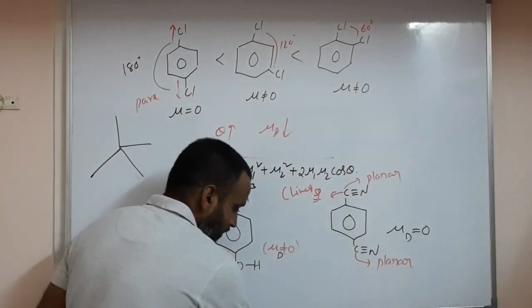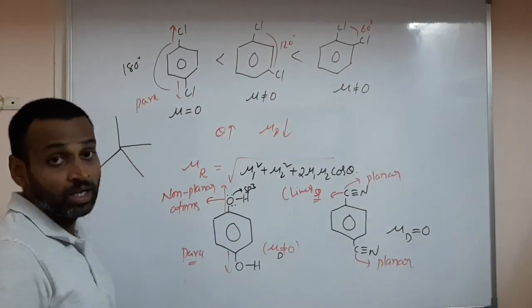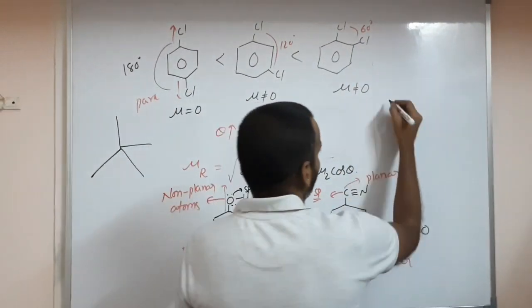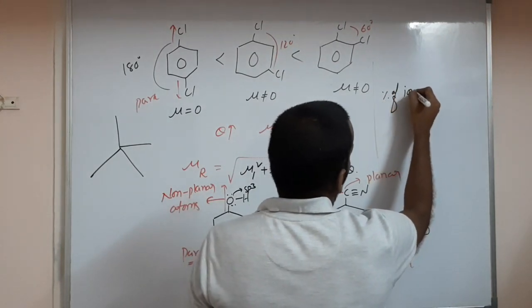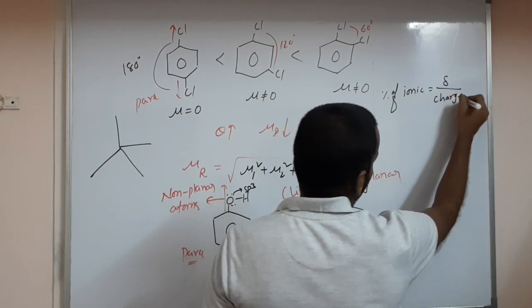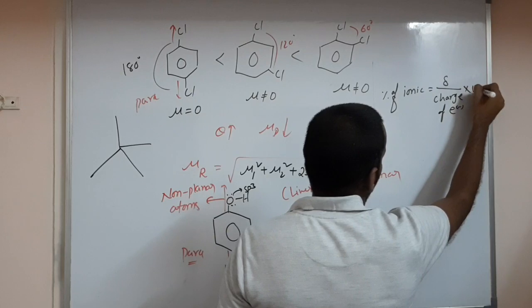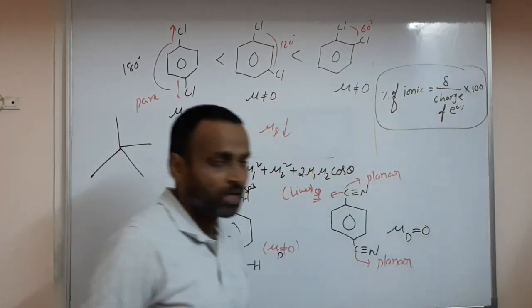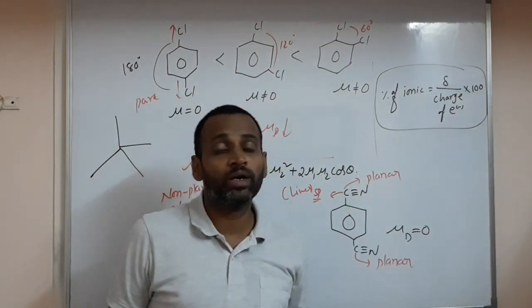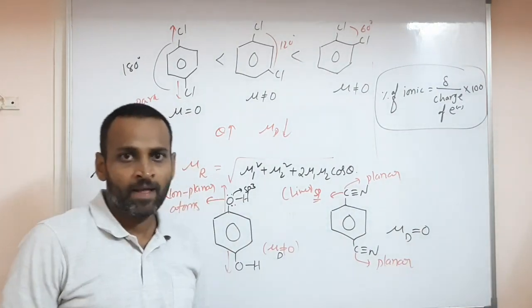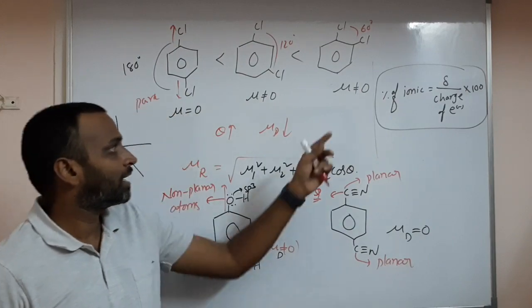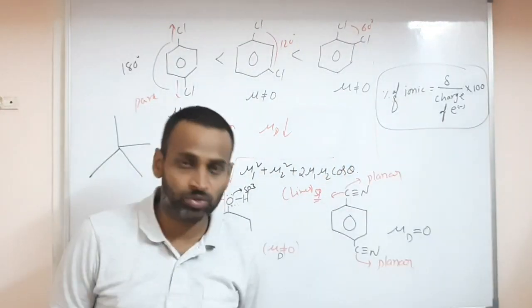Okay, till this you have to understand, and still many examples I have given. In dipole moment I have given one more, that is how to calculate percentage of ionic character. You also please go through that. Percentage of ionic character is equal to delta by charge of electron into 100. This I have given. This you have to consider. Got it, sir, everyone? So this is about dipole moment and percentage of ionic character, and based on this we also did numericals.